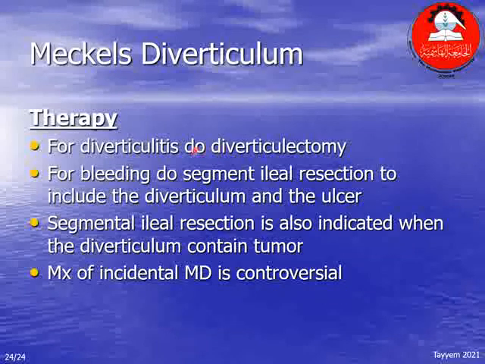Treatment for diverticulitis: they need diverticulectomy. For bleeding, you have to do segmental ileal resection to include the diverticulum along with the ulceration and the bleeding from the nearby terminal ileum. Also, segmental ileal resection is indicated when there is a tumor in the diverticulum. Now, management of incidental asymptomatic Meckel's diverticulum is controversial.